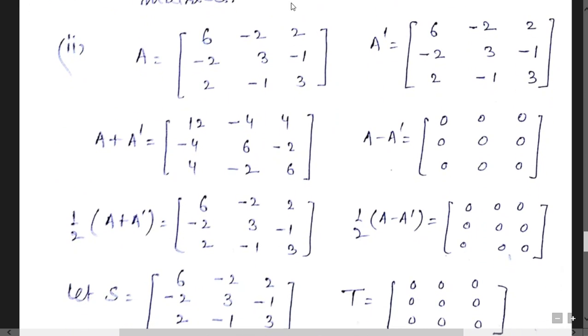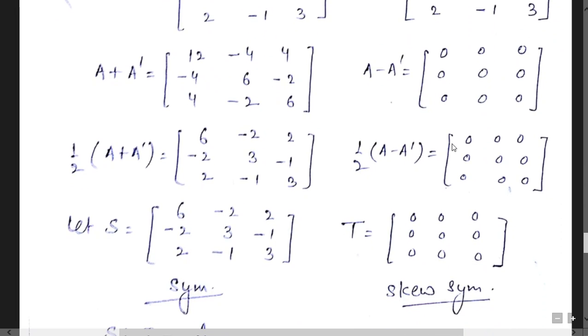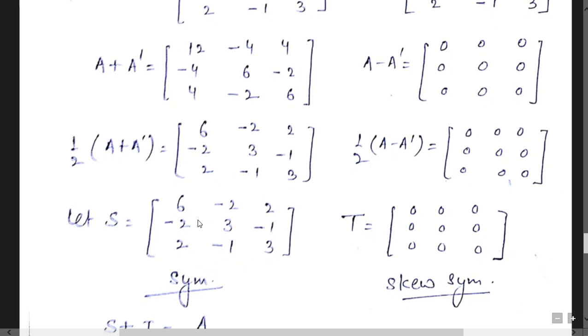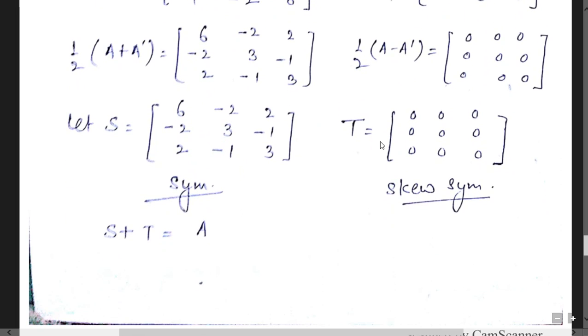Let us take the example of a 3 by 3 matrix, A and A transpose, then add both the matrices and subtract, then divide by 2. First matrix is first row and first column, second row and second column, and third row and third column. All the elements are equal. It means this matrix is symmetric, and second is skew-symmetric.